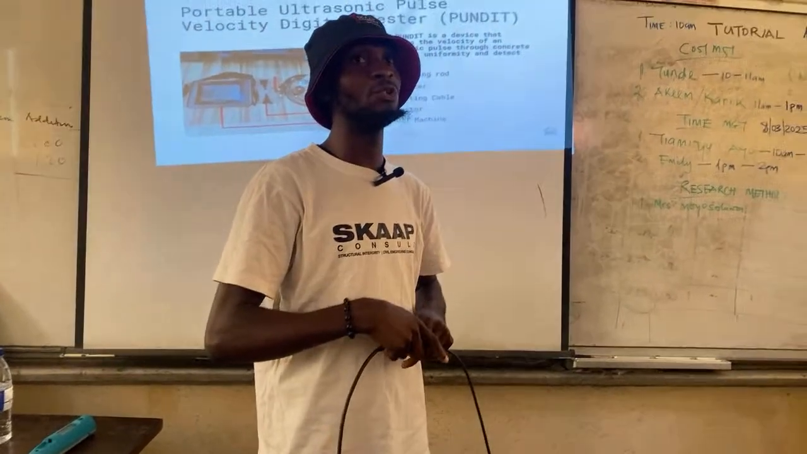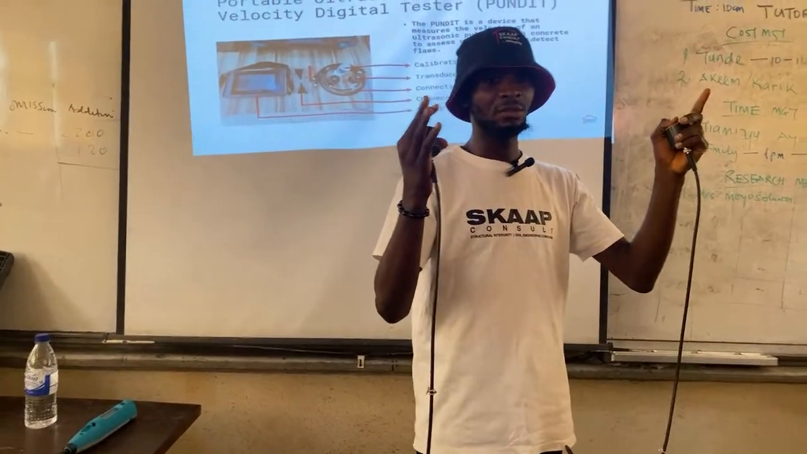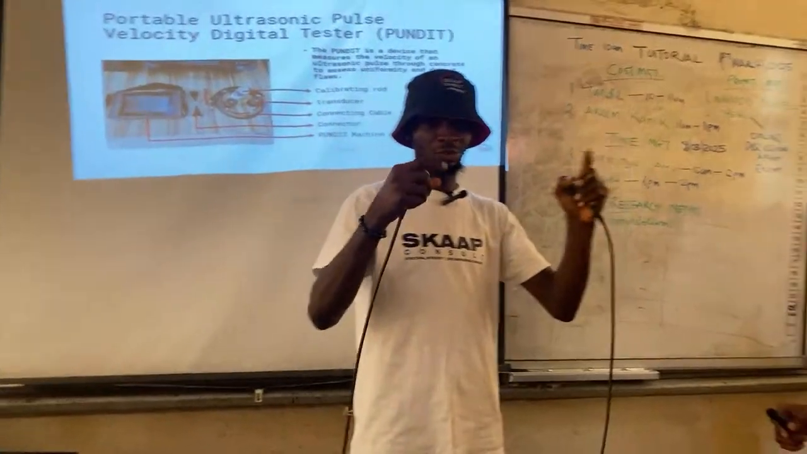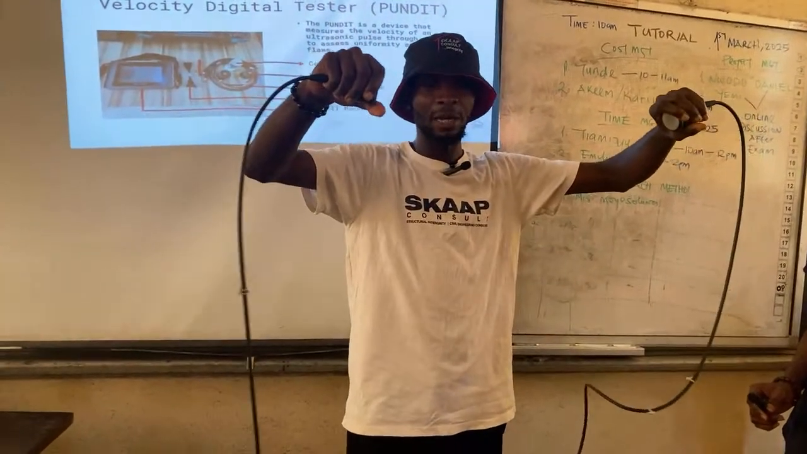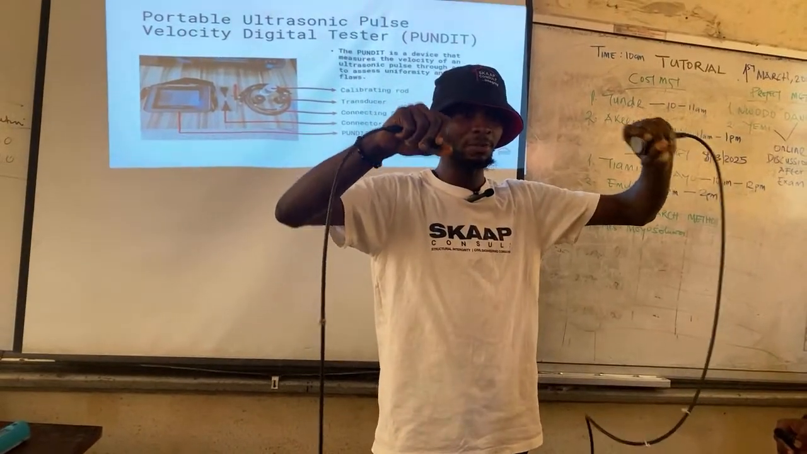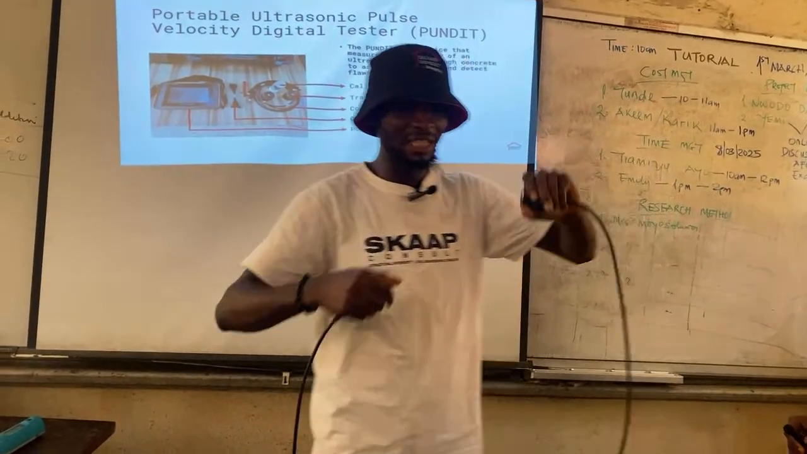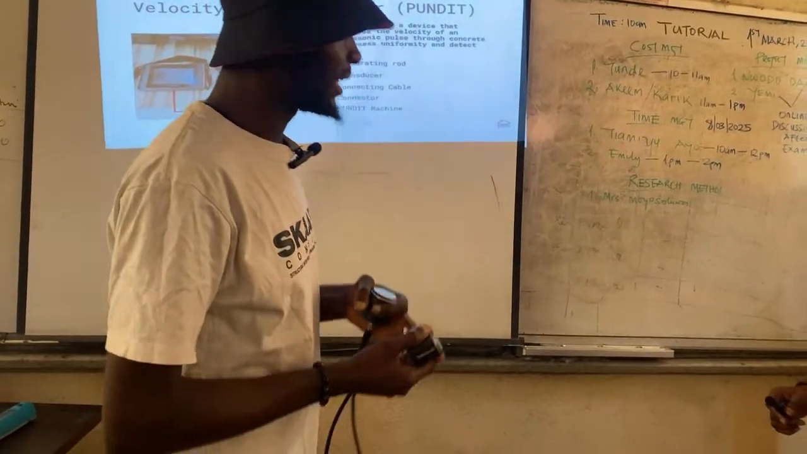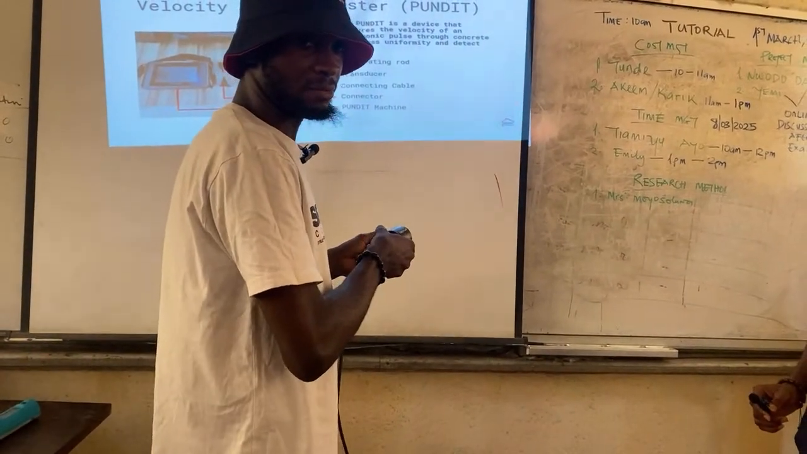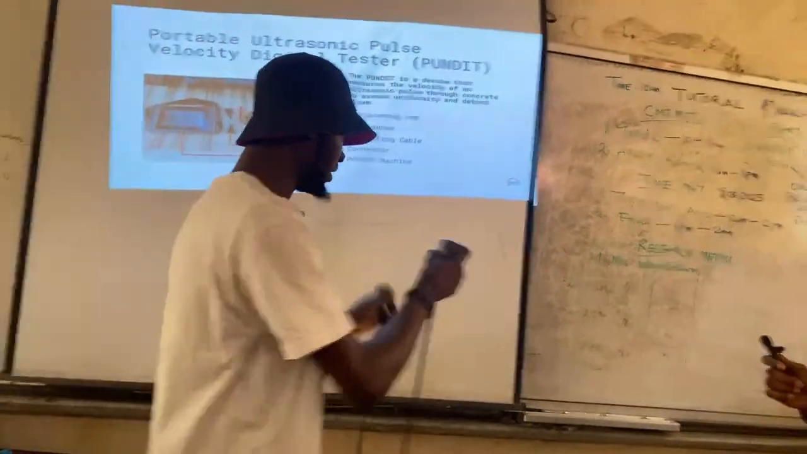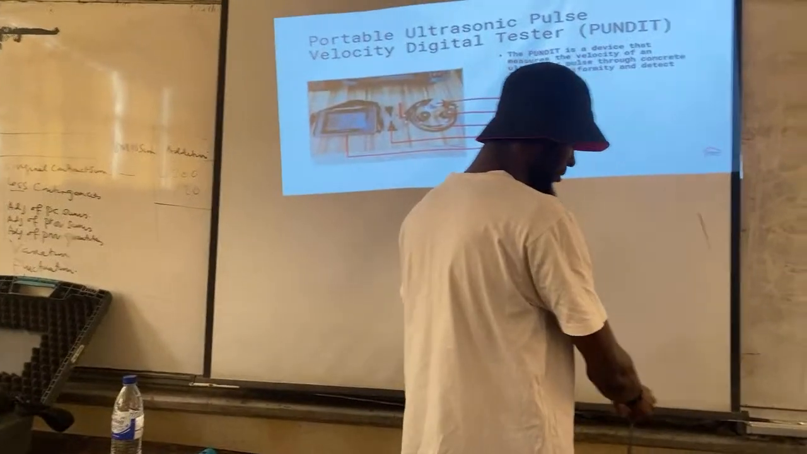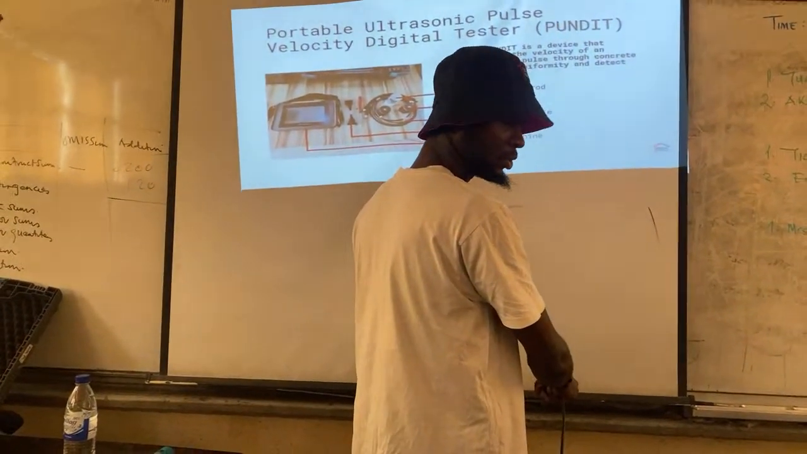The direct method is when you have both surfaces exposed, so that you can place one transducer at one end and the other at the other end. In that case, it is advisable to use the direct method. But the indirect method is when you use a path length of 120 millimeters between the two transducers, center to center, placed on your structural element.